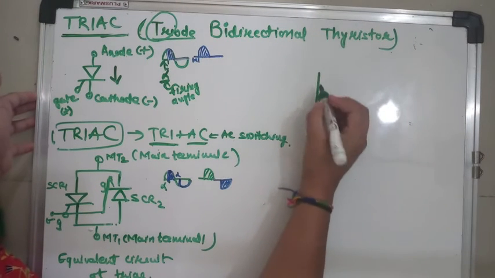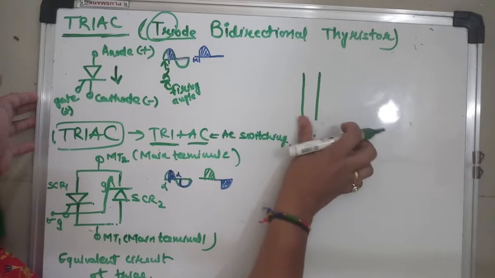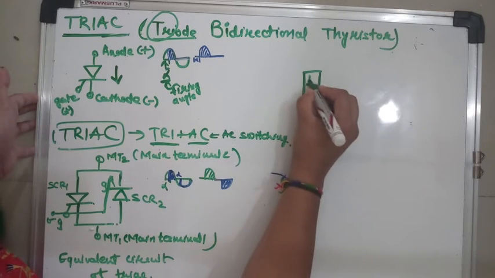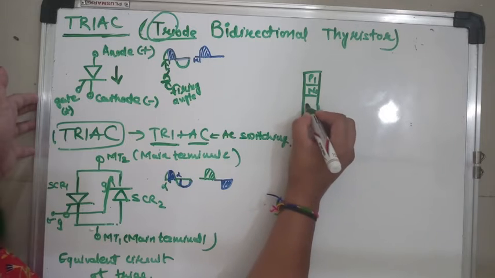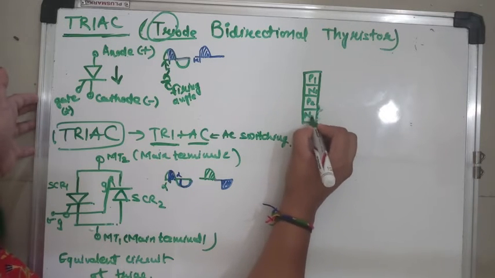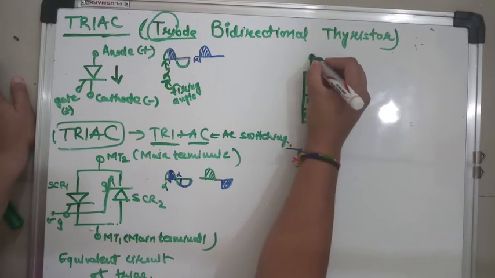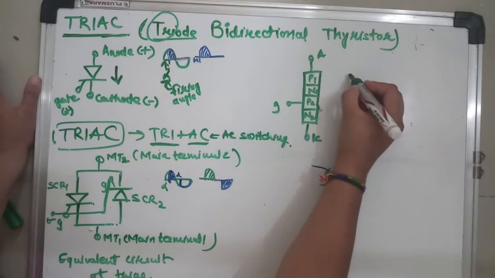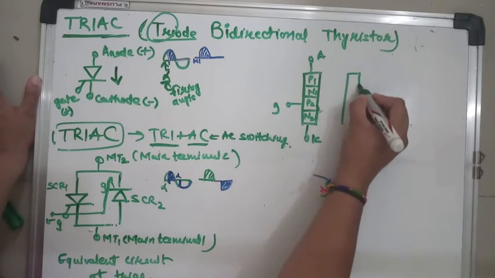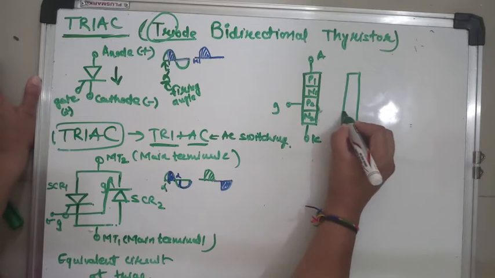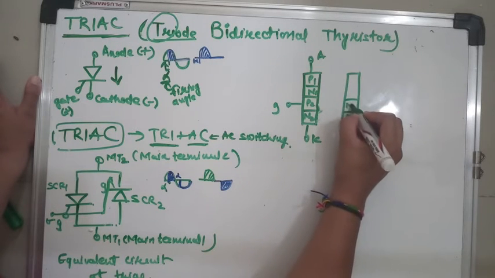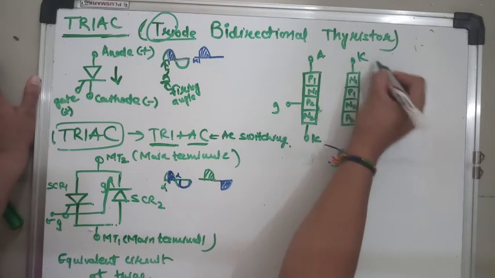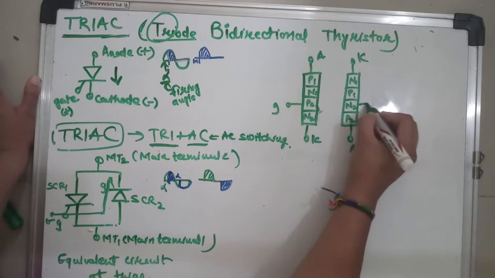See here, one SCR: P1, N1, P2 and N2. Here are the anode, cathode and gate. In the same way, here is another SCR, but inverse anti-parallel. So here: P2, N2, P1, N1. Here the cathode, here the anode and here the gate.